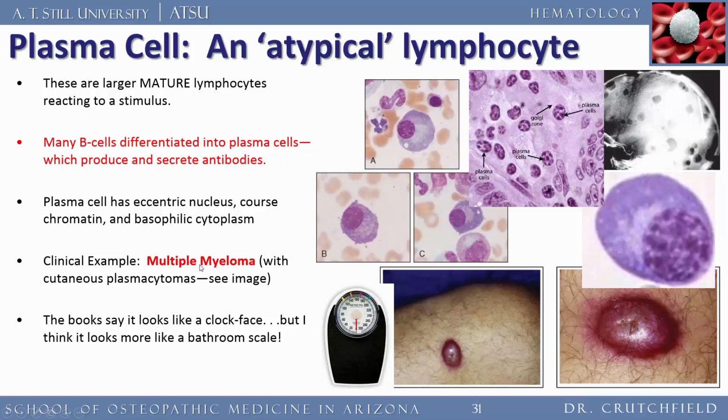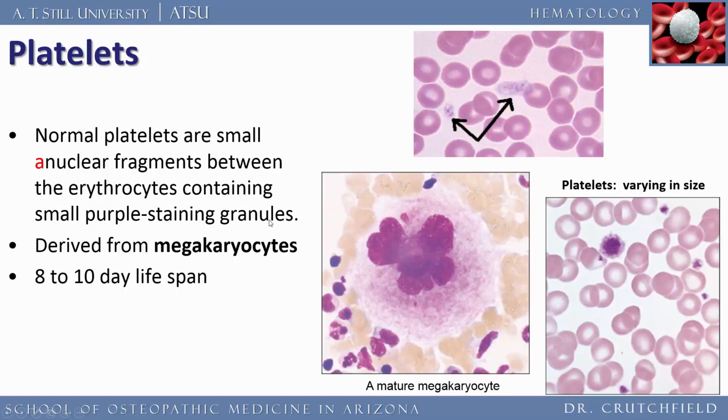So this is the importance of a plasma cell. It's sort of an atypical lymphocyte. It looks like either a clock face or a scale that you'd stand on. They secrete antibodies. They have an eccentric nucleus and basophilic cytoplasm. And most importantly, they secrete antibodies, and they come from a B cell. And the only way you can tell them from a T cell is by special staining.